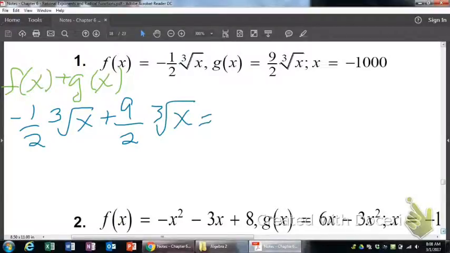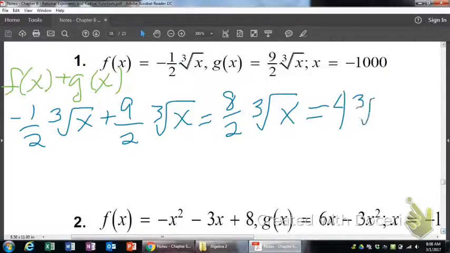Since they both have cube root of x, you treat them as like terms, meaning you just add their coefficients. Negative 1/2 plus 9/2 is 8/2. And I can reduce 8 over 2 to 4. So I'm left with 4 cube root of x. So that is my final answer there.